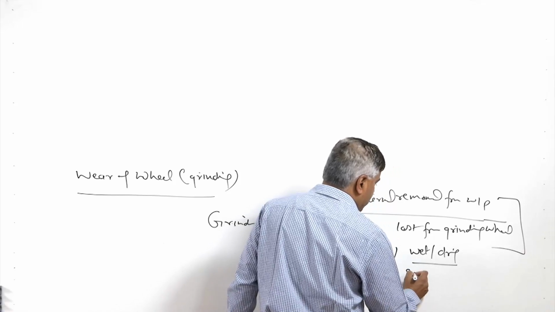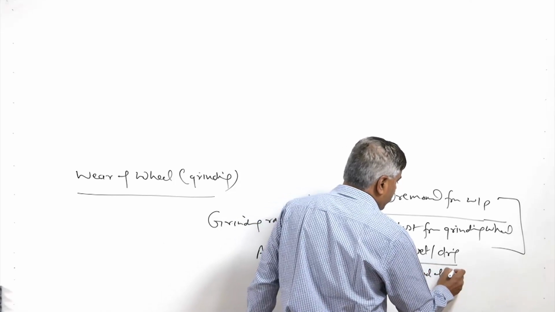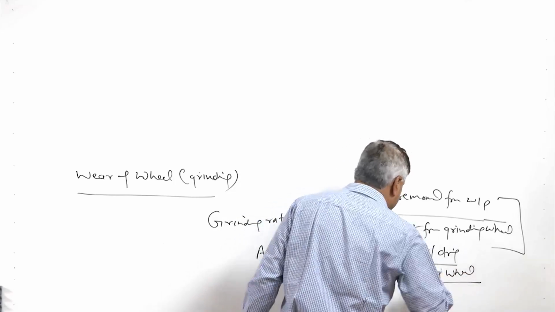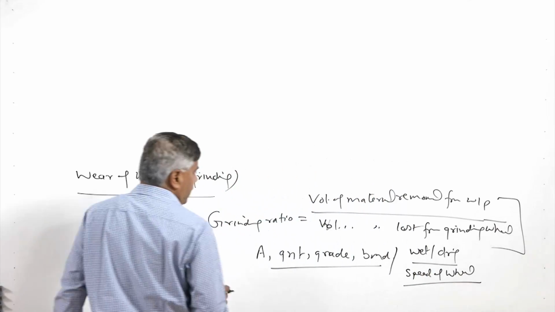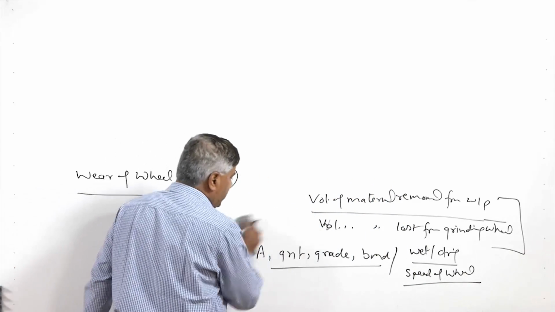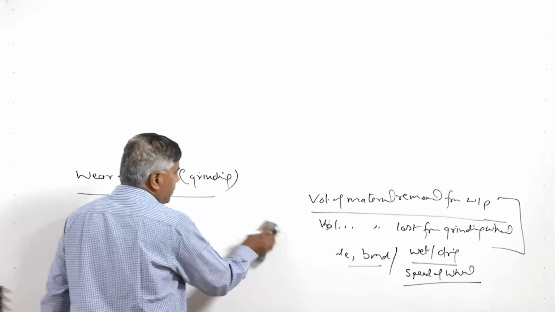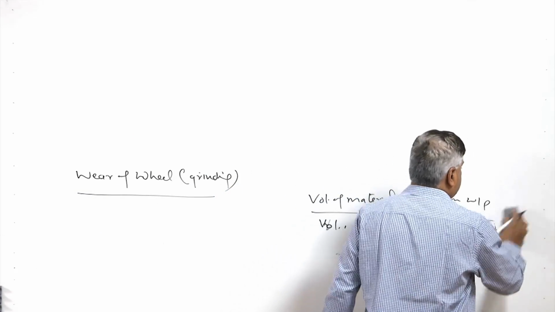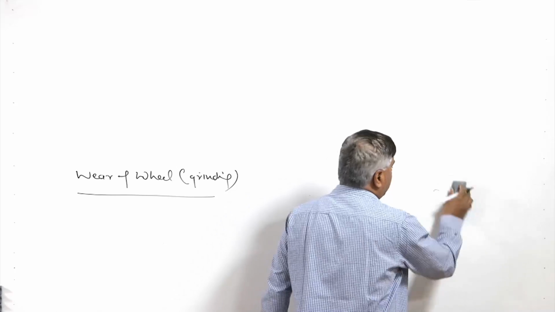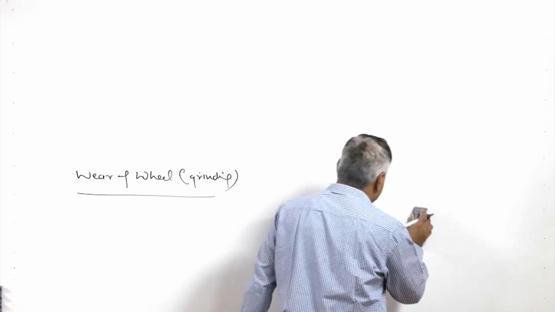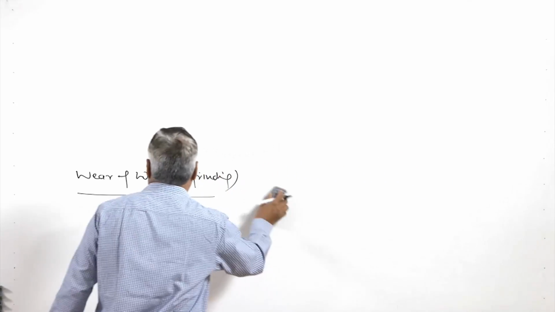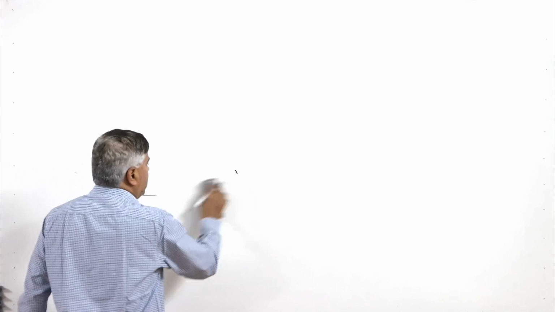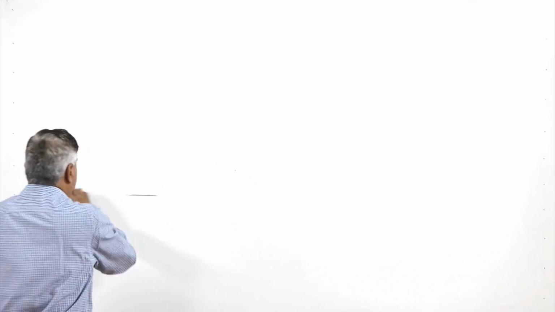Then there is the speed of the grinding wheel at which it is being used. Now we will see a relationship that has been established between the wear, the grinding ratio and the surface finish achieved, as a function of the speed of the grinding wheel.